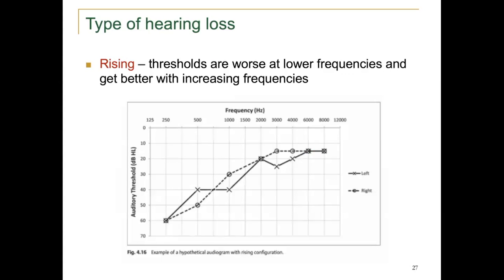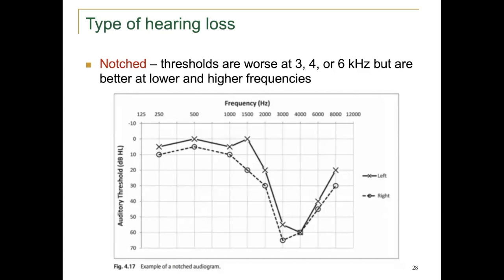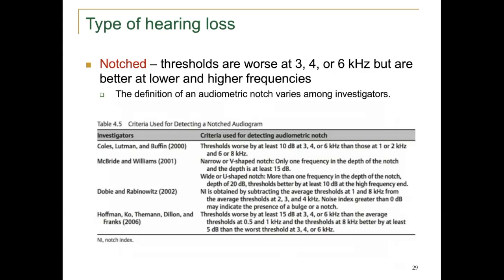Here we have an example of a rising configuration where thresholds are worse at lower frequencies and get better with increasing frequencies. Notched configurations are those where thresholds are worse at 3, 4, or 6,000 Hertz, but are better at lower and higher frequencies. The definition of an audiometric notch varies among investigators, and here I've provided you with a table with varying criteria used for detecting audiometric notches.